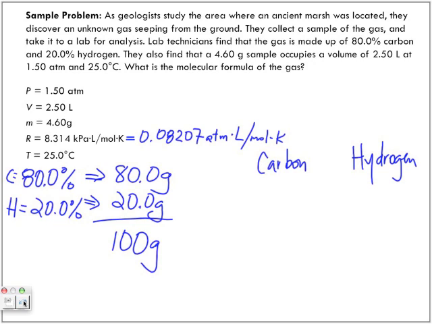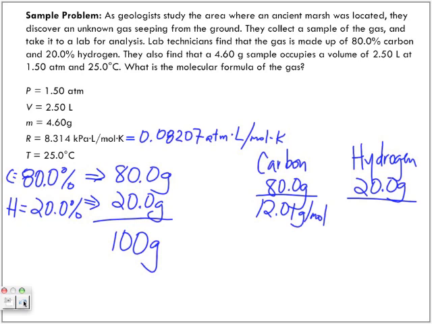So we've got, hypothetically, 80.0 grams of carbon, and we've got 20.0 grams of hydrogen. So we're going to find the actual molar mass of carbon and of hydrogen. Molar mass of carbon, 12.01 grams per mole. And molar mass of hydrogen, 1.01 grams per mole. So, divide them.